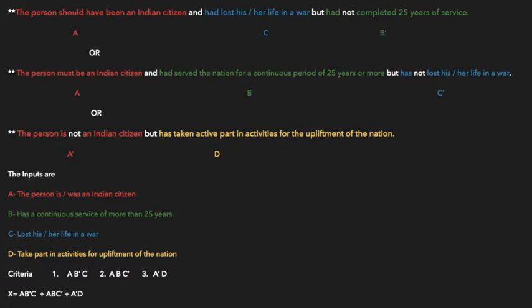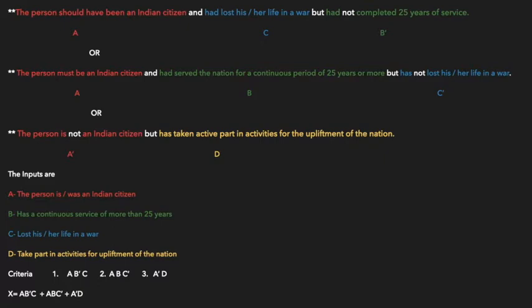Now, the second part says has taken active part in activities for upliftment of the nation, and D says take part in activity for upliftment of nation. So D will be taken as it is. So now you must have understood, based on the three given criteria, we have to form a Boolean expression. I have clearly marked those and denoted them with the color code also.